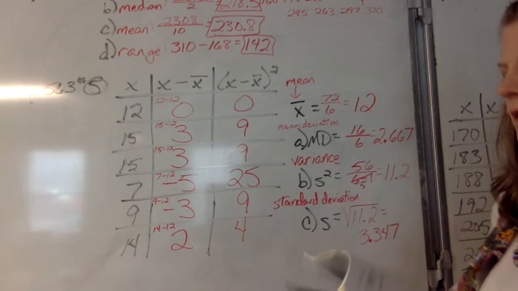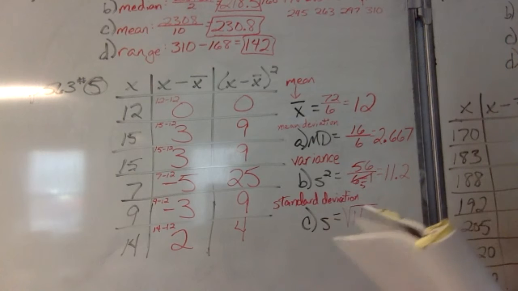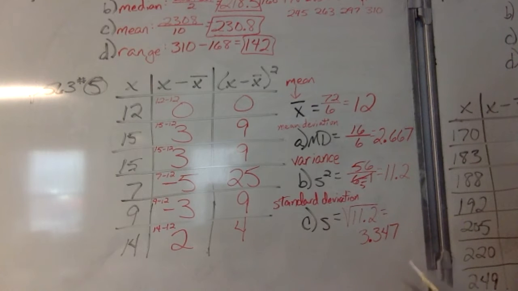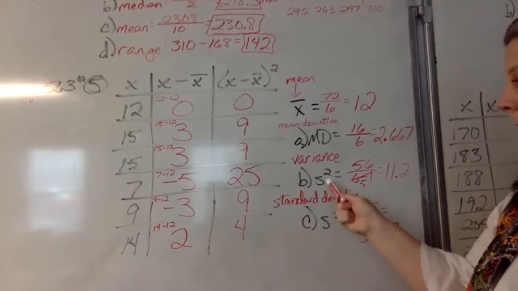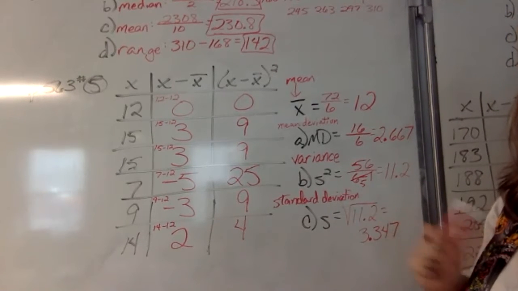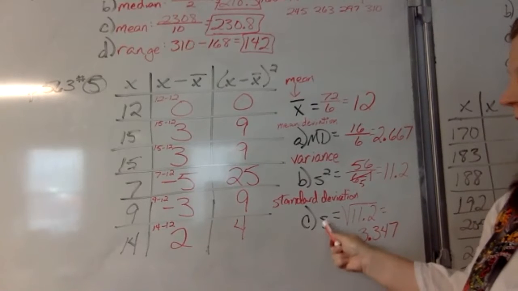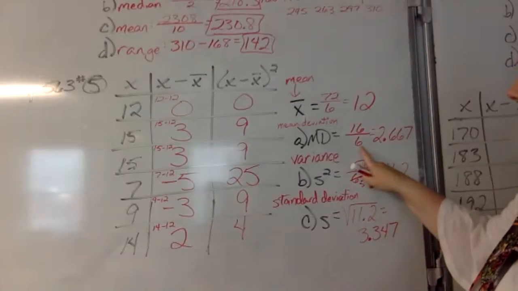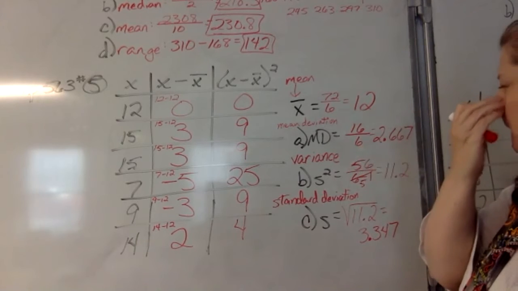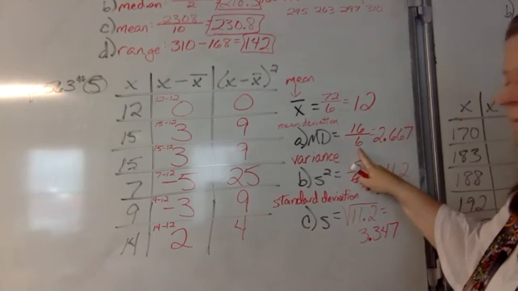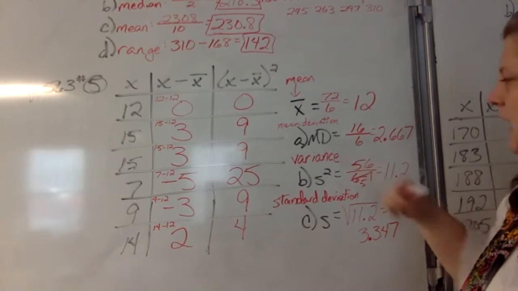Okay, which symbol? What is the symbol for variance? S squared. So standard deviation is just S. What is this that I'm dividing by in mean deviation? Where did I get the 6? What does that stand for? N. That's the number of items.